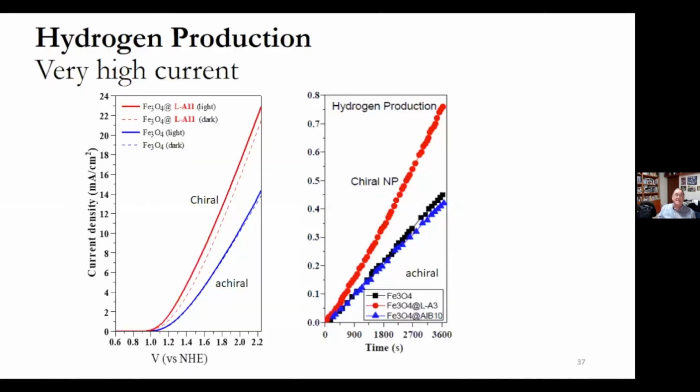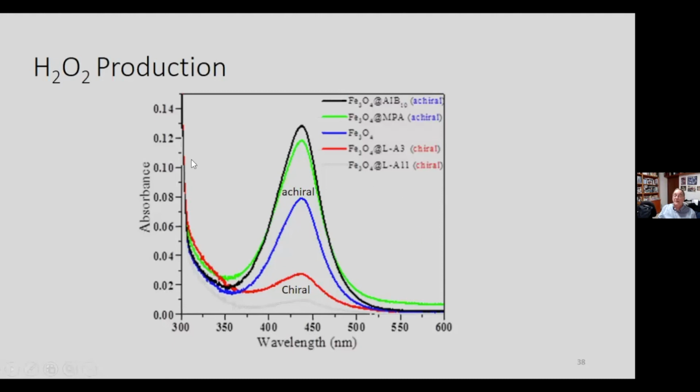And here are the results. You see we have current density. When the nanoparticles are covered with chiral molecules, we get much higher current than with achiral. Here's the hydrogen production. Again, with chiral nanoparticles, we get much higher hydrogen production than with achiral ones. And here we measure the production of hydrogen peroxide.